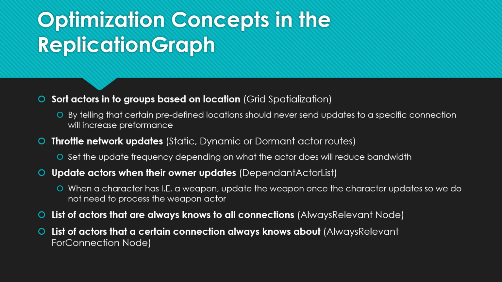And we generate lists of actors that are known to all connections, which is the same as the AlwaysRelevant check in the actor. And we can also do the same, but for specific connections only. So if we want, for instance, again, a weapon actor, we probably want that to be always relevant to the character that owns it. So we can specify that in the replication graph.